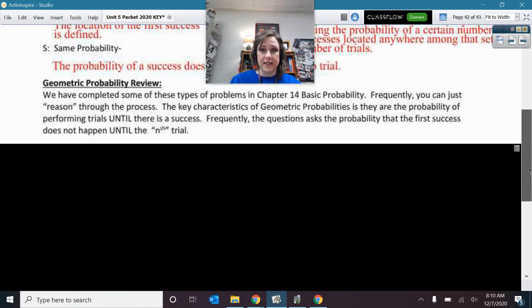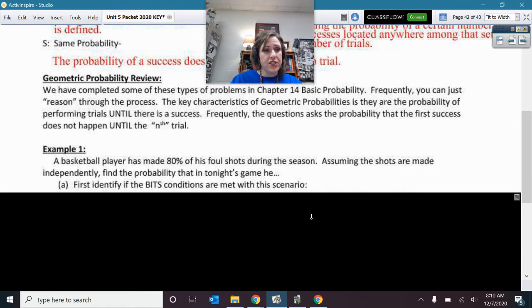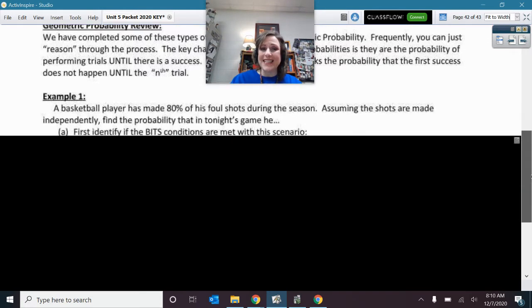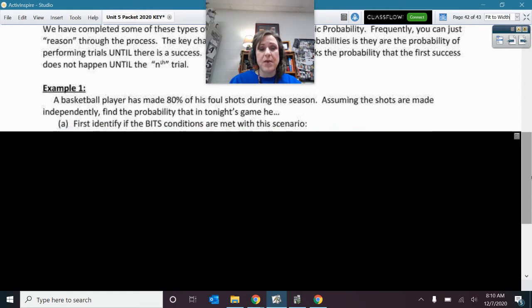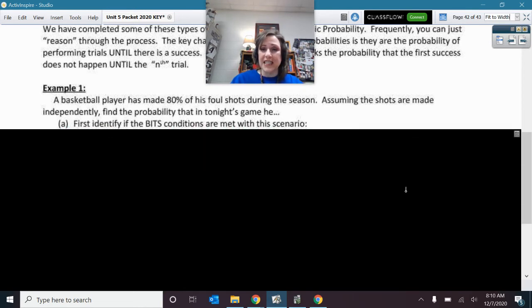we have this called geometric probability. And those are where a lot of times we just reason through that process, okay? And that's because we're going to just write out what happens until the first success. And so here we have a situation where our basketball player makes his foul shots 80% of the time. So that probability of a success is 0.8. Okay, so making that shot is 0.8. So that's our probability. And then we have you make the shot or you do not make the shot.